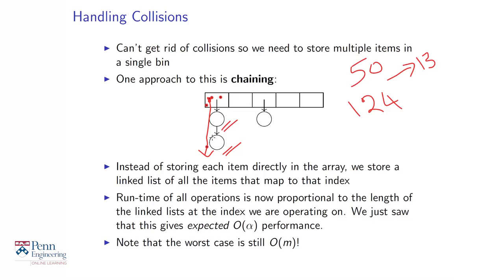That is, if you really get unlucky, and all the elements that you're hashing hash to the same location in the hash table, then that linked list will be of length m, the number of elements. And then finding an element or deleting an element will take order m time. So hash tables are good in terms of average case or expected performance, but they can be bad in the worst case.